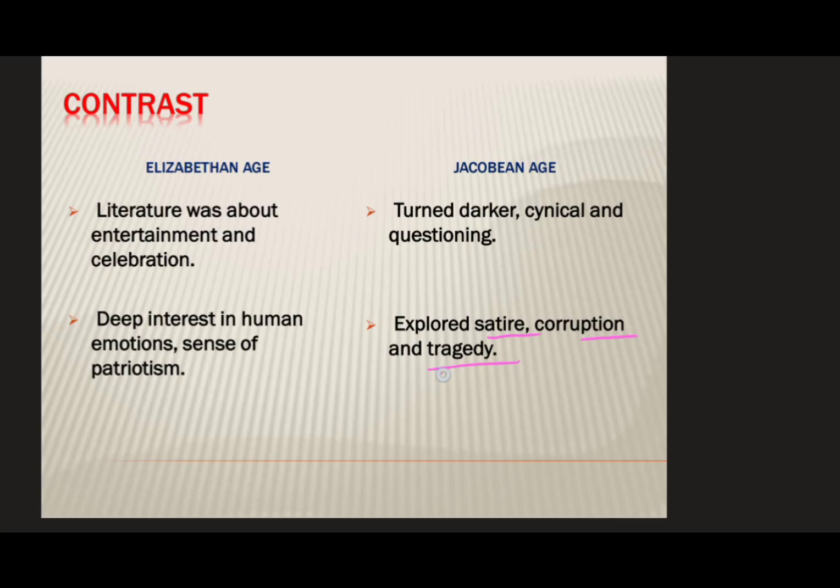Talking about tragedy, William Shakespeare wrote his famous four tragedies in Jacobean age. That is, one is Hamlet, next is Othello, next is King Lear, and the last is Macbeth. These four important tragedies of William Shakespeare were all written in the Jacobean age.